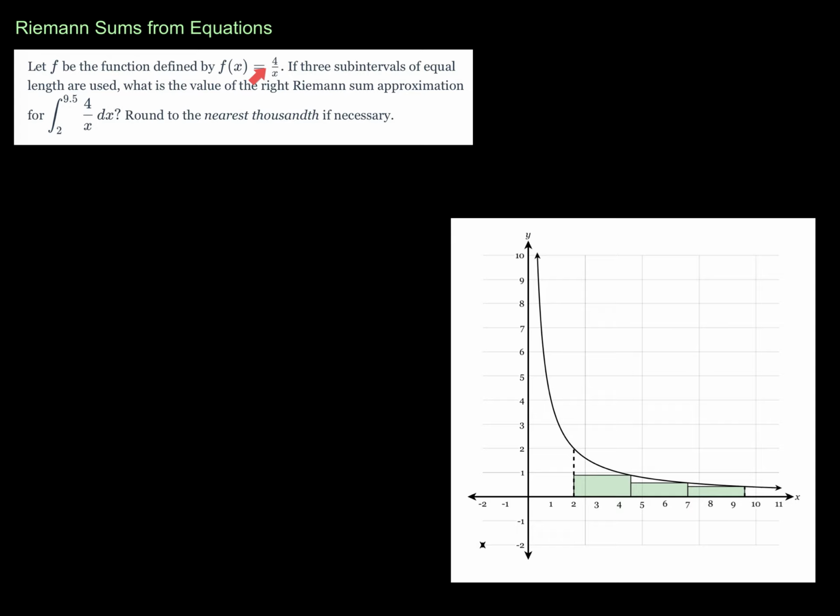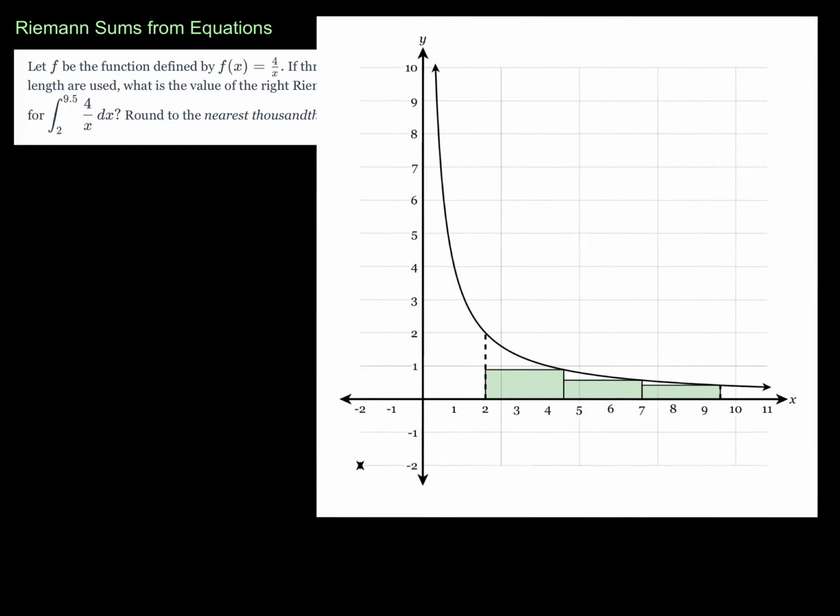Given the function 4 over x, we want to break it up into 3 subintervals. If we're using equal lengths of 3 subintervals, what would the value of a right Riemann sum approximation be for this integral right here? Get used to the notation. We're going to start at x equals 2 and end at x equals 9.5. It does say round if necessary, and this is a lot of decimals, so we're going to round it to 3 decimal places.